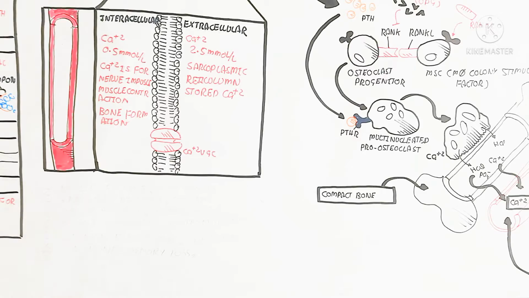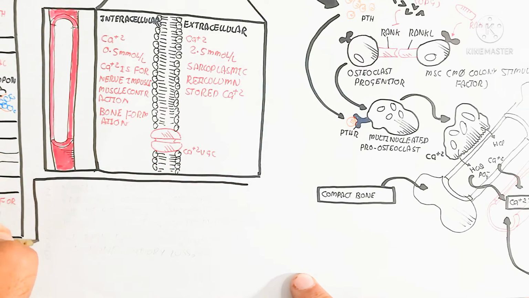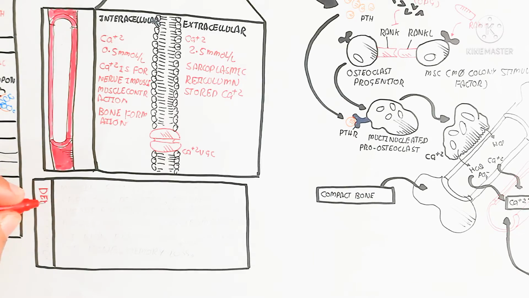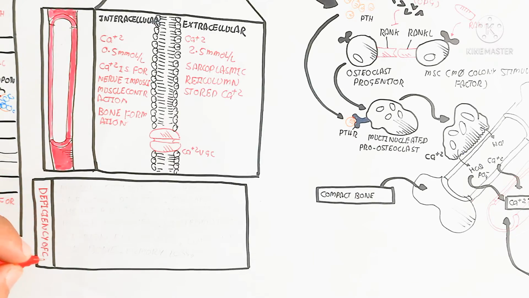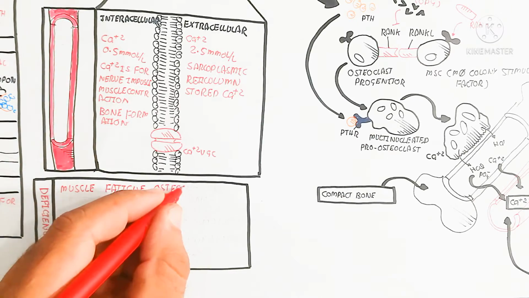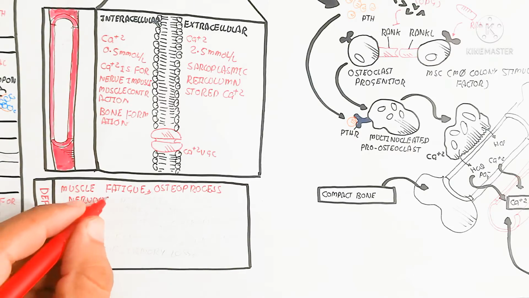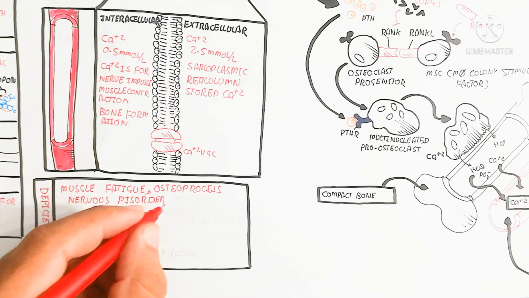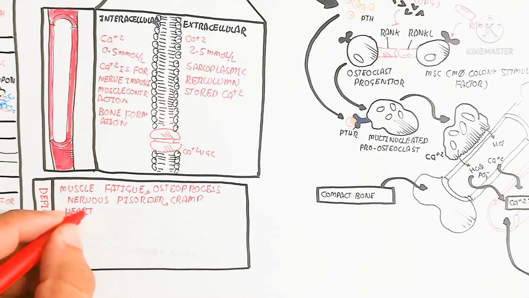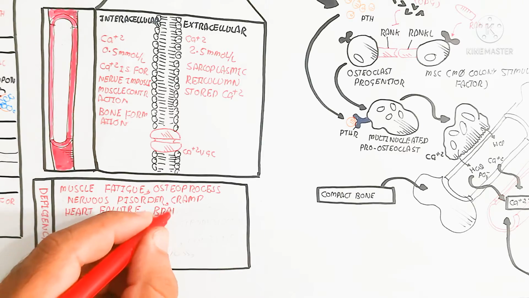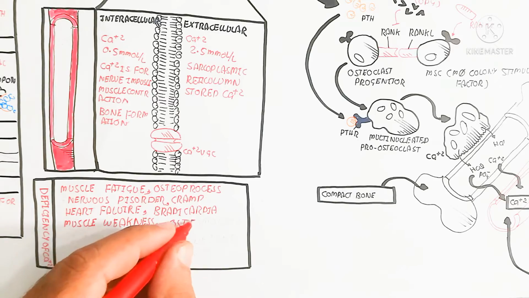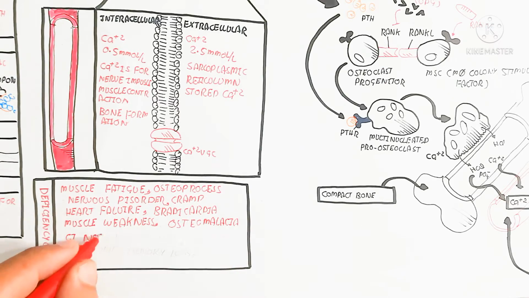So in this way, on the other hand, the deficiency of calcium due to a low level of parathyroid hormone or removal of the parathyroid glands can cause muscle fatigue, osteoporosis, nervous disorder, cramps, heart failure, and bradycardia, as well as muscle weakness or osteomalacia and gastrointestinal non-function. Why? Because the gastrointestinal tract contains smooth muscle which requires the calcium for contraction for the digestion. So also weakness of bone and memory loss.